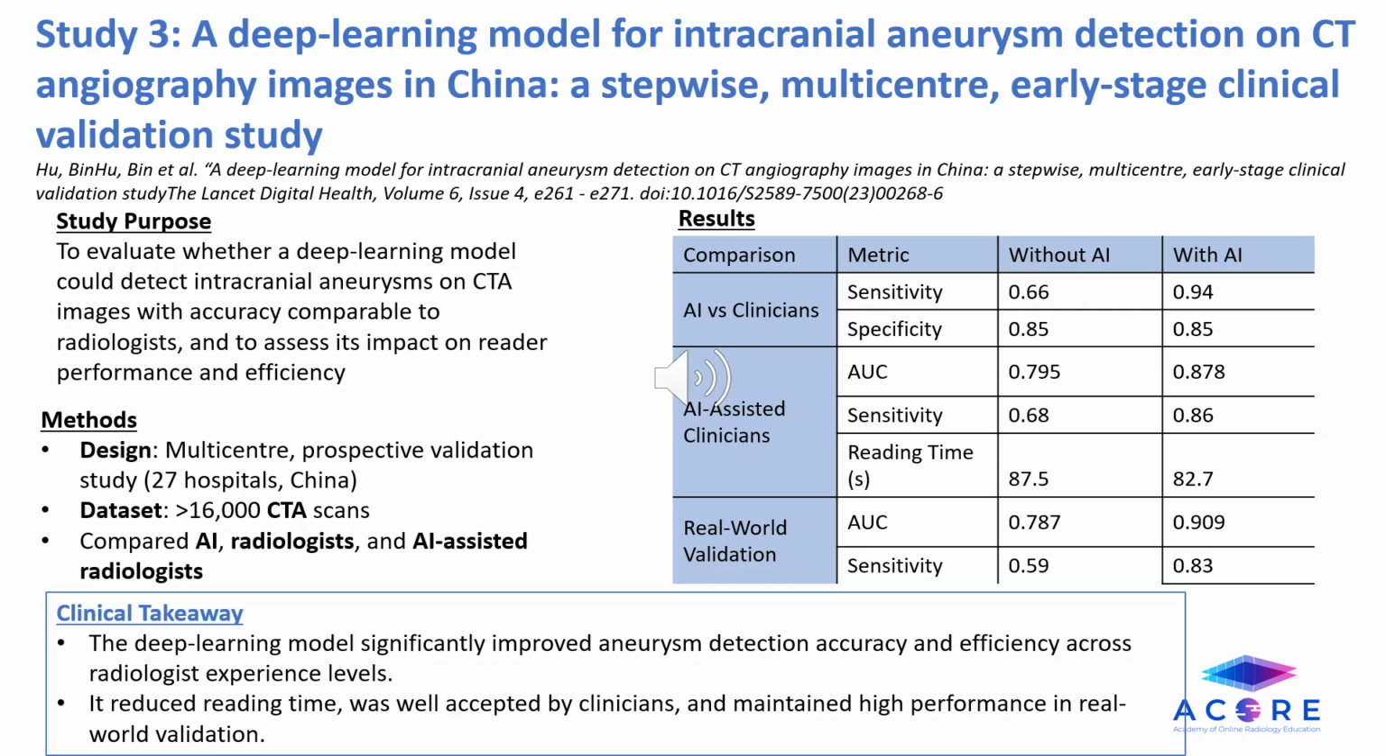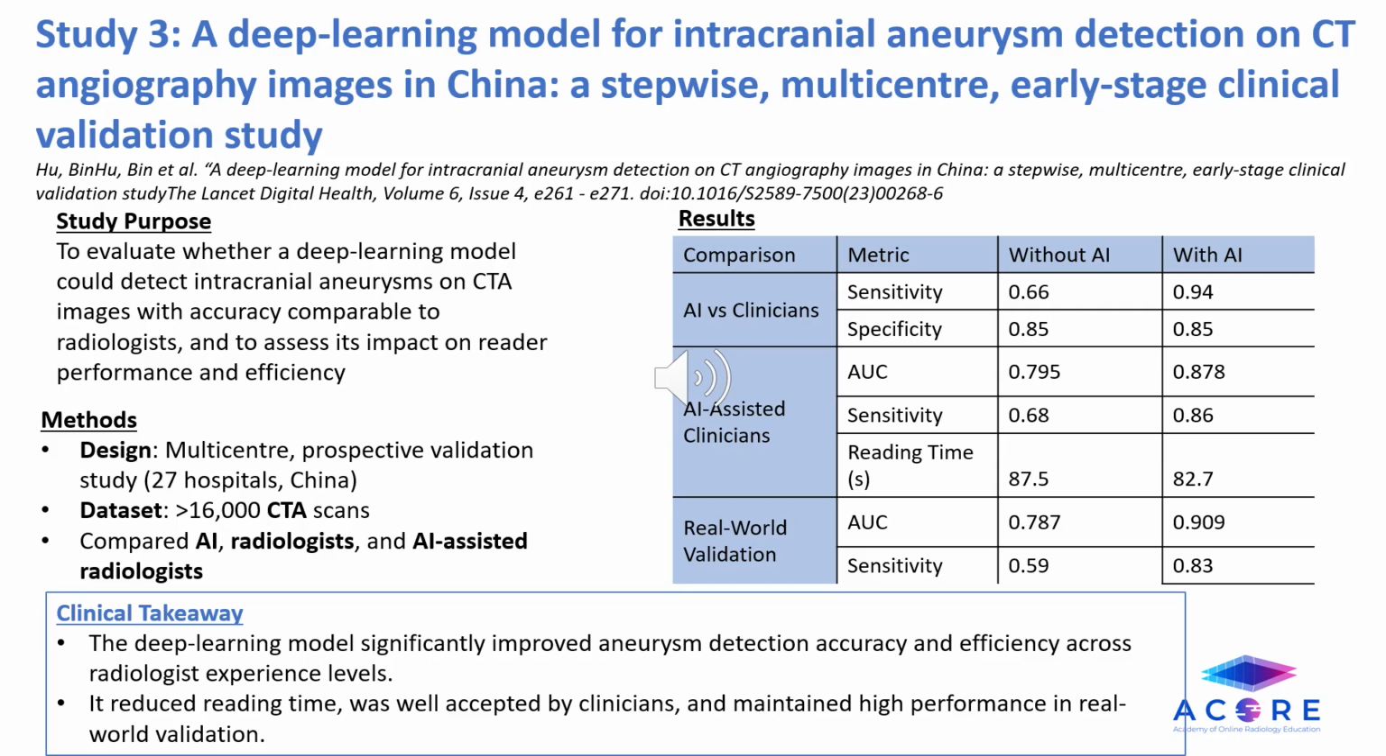Second, they tested AI-assisted clinicians, meaning radiologists who used the AI's output as support during interpretation. In this group, diagnostic accuracy significantly improved. The AUC increased from 0.795 to 0.878, and the sensitivity improved from 68% to 86%, while reading time became slightly faster. So, AI actually helped radiologists perform better and read quicker.